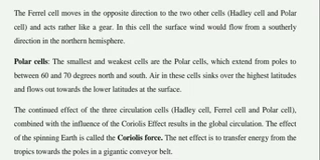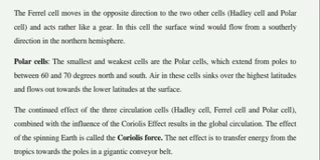Polar cell, the smallest and weakest cells. Small and weak. Okay. The smallest and weakest cells are the polar cells, which extend from poles to between 60 and 70 degrees north and south. Air in these cells sinks over the highest latitudes and flows out towards the lower latitudes at the surface.